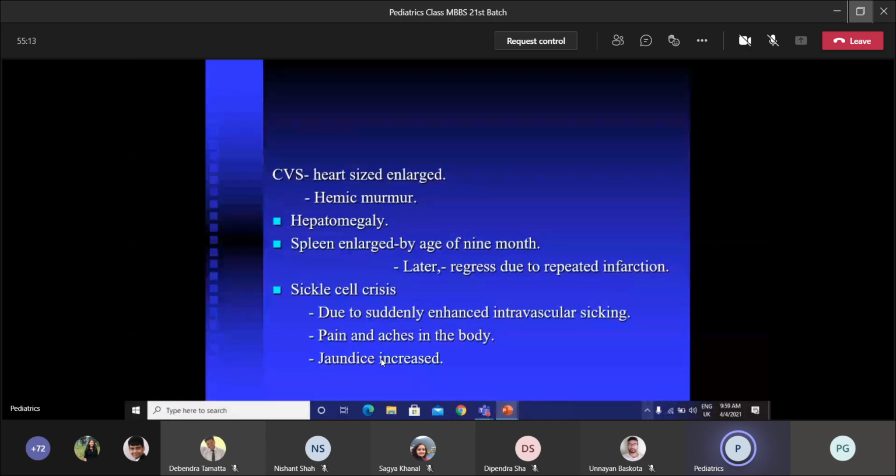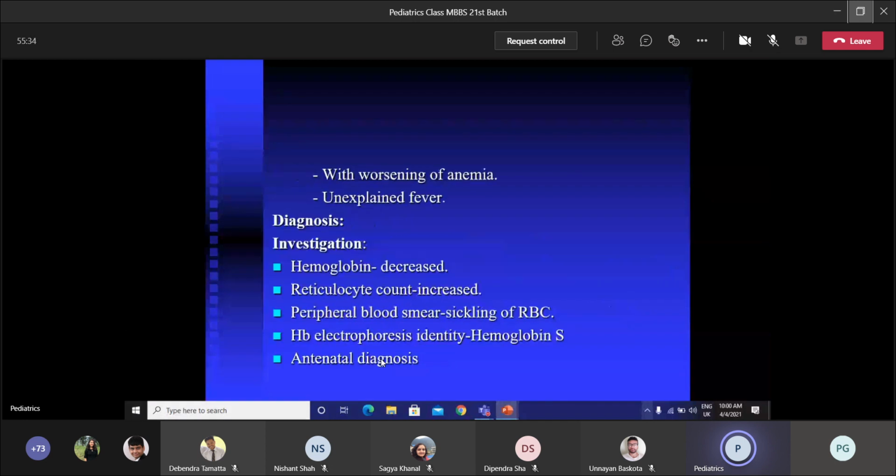Sometimes sickle cell crisis can occur due to suddenly enhanced intravascular sickling. If the patient is exposed to a hypoxic condition, there will be intravascular sickling, pain and body ache. The child may become more pale, jaundice will appear, and on examination the child is icteric, pale, with unexplained fever.